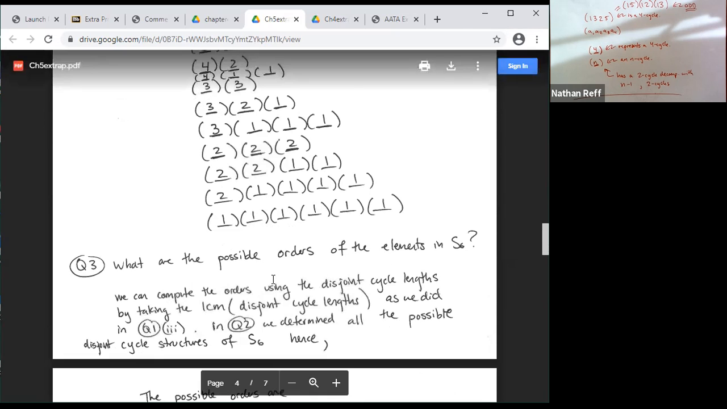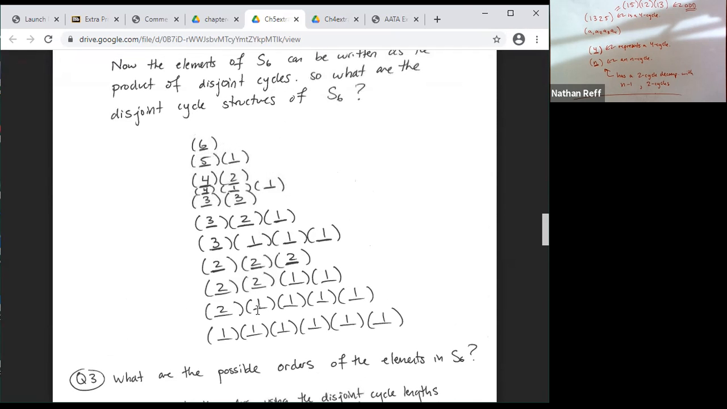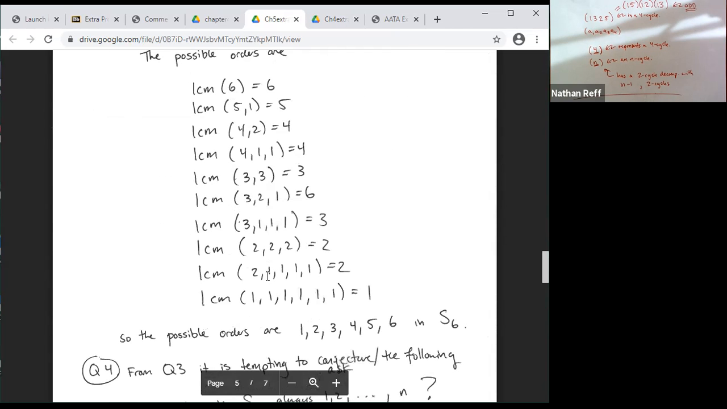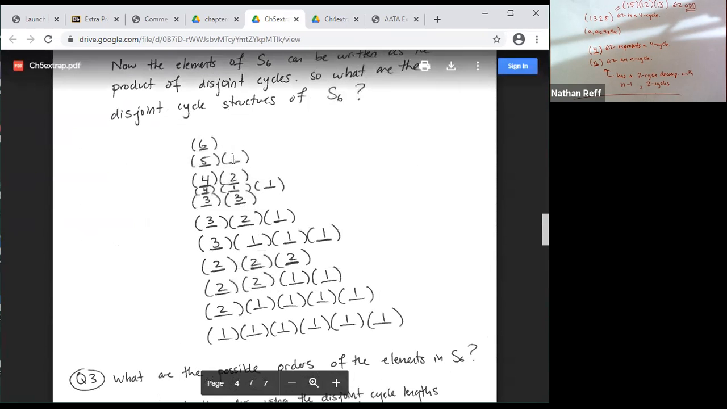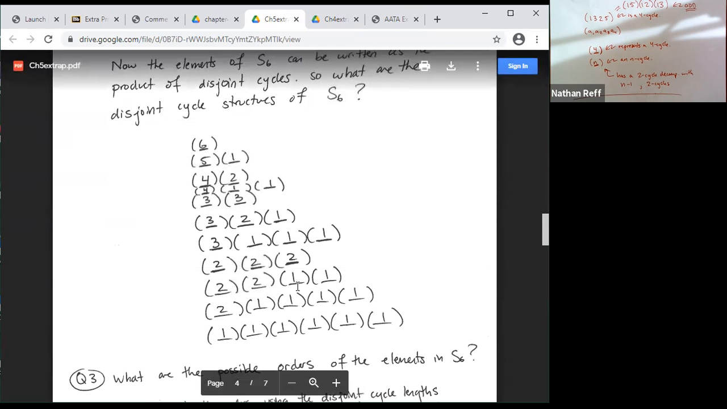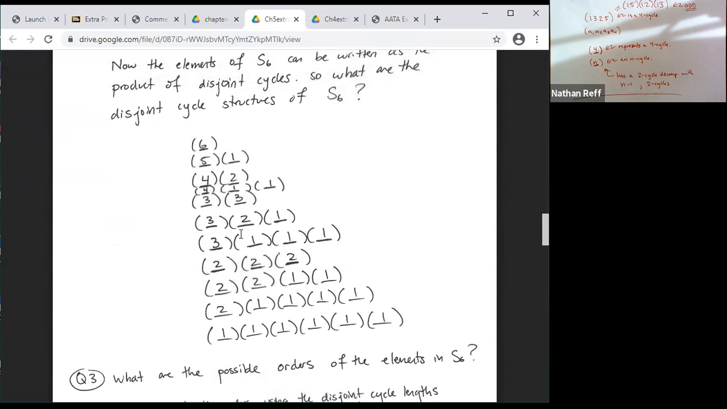So for the next follow-up question, I ask, well, what are the possible orders? If you've already determined all the possible disjoint cycle structures, then the orders are going to be the least common multiples of these elements. So that's actually pretty quick once you figure that out. Another thing you can figure out is, once you have this, I can decompose them into 2 cycles and figure out whether or not they're even or odd.